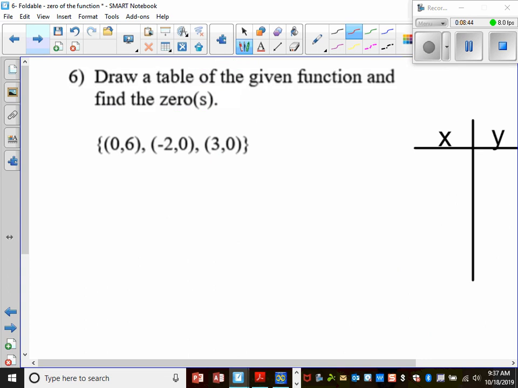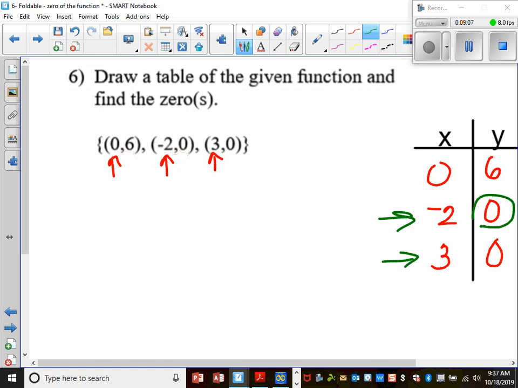So the same thing if you're doing a table. Table and mapping are very similar. You just put the numbers in the table in the same order that you see them listed. So 0, -2, and 3. And same thing for the y, 6, 0, and 0. So notice in the table this time you have 2 places where the y value is 0. So this must be a parabola. Okay, because it could be, because it's cutting across the x-axis at 2 different points. So you write down the x values, -2 and 3.